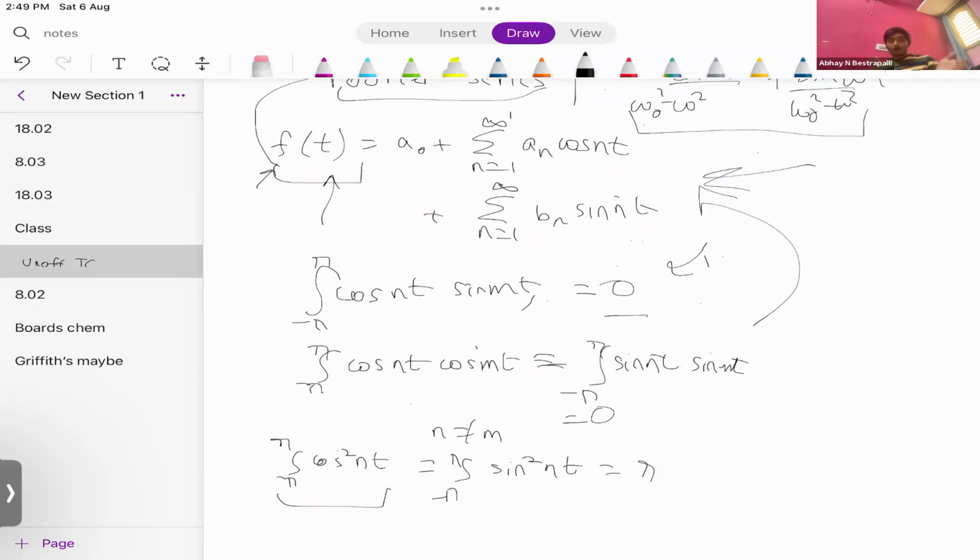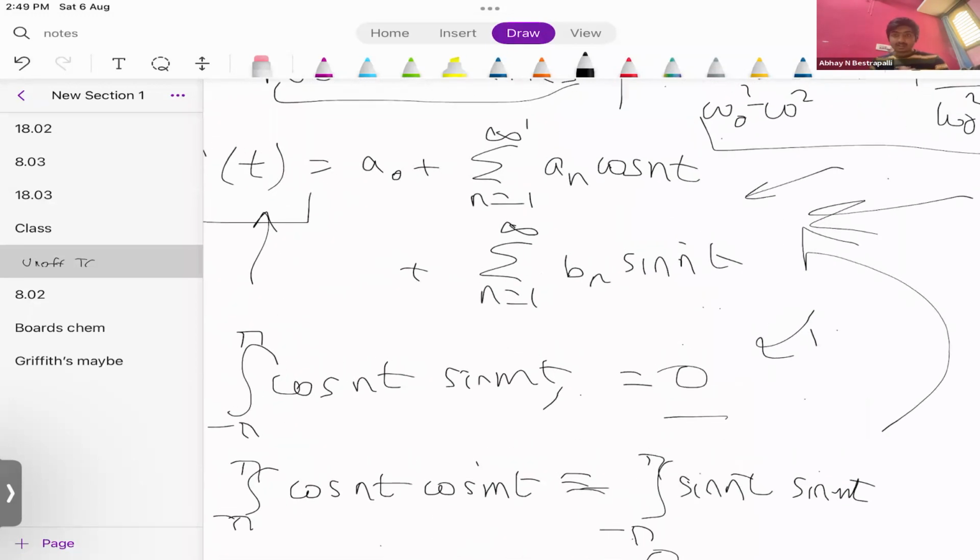So how do we find a4? We multiply both sides with cos 4t, and we integrate from minus pi to pi. Every single term on the right hand side integrates to 0 because of this. All the sine terms integrate to 0. All the other cosine terms too. What happens to the cos 10t term? You have a10 cos 10t. You're multiplying cos 4t cos 10t, and then integrating from minus pi to pi, and that integral is 0. So everything else cancels out except this term.